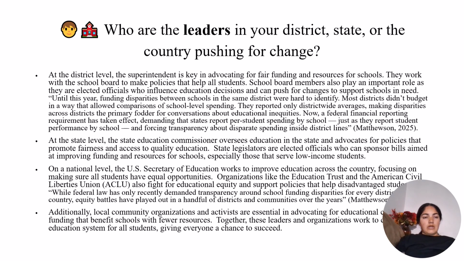And here's a quote. "Until this year, funding disparities between schools in the same district were hard to identify. Most districts didn't budget in a way that allowed comparisons of school level spending. They reported only district-wide averages, making disparities across districts the primary fodder for conversations about educational inequities. Now, a federal financing reporting requirement has taken effect, demanding that the states report per student spending by the school, just as they report student performance by school, and enforcing transparency about disparate spending inside of district lines." By Mathewson.